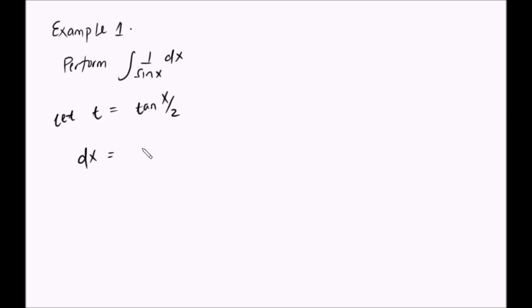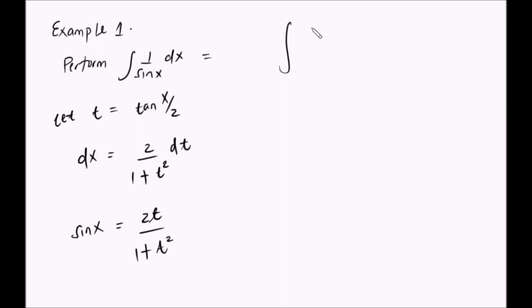Kwa hiyo dx tumesema ni nini? Ni 2 over 1 plus t squared dt. Yes. So hapa tuna sin x, kwa hiyo kwenye sin x tutaweka nini? Tusema ni 2t over 1 plus t squared. So muda kupachika sasa. So hii itakuwa sasa na integral. So hapo juu kuna 1 times dx tunaweka hiyo 2 dt over 1 plus t squared, and then over, so kwenye sin x tumesema tunaweka nini? Tunaweka 2t over 1 plus t squared. So 1 plus t squared na 1 plus t squared zinakufa.